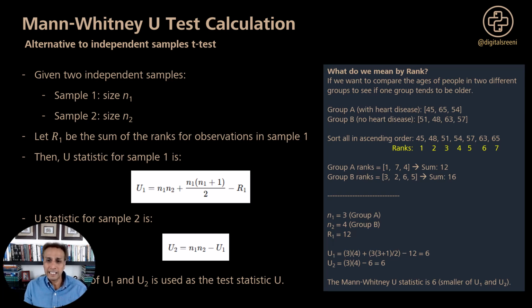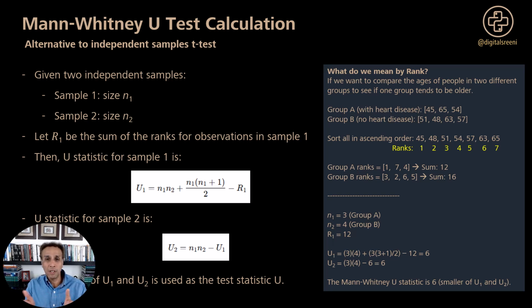Well, first let's sort all of these ages in ascending order. You combine group A and group B. You have, in our case, 4 plus 3, right? 7 total population. So you order them in ascending order, and then you assign a rank. Like lowest age or youngest age is 45, oldest age is 65, and 45 is rank 1, rank 2, rank 3, rank 4, rank 5, and so on. And now group A, look at the rank. 45 is rank number 1, 65 is rank number 7, and 54 is rank number 4.